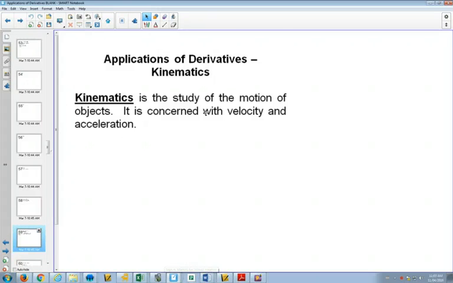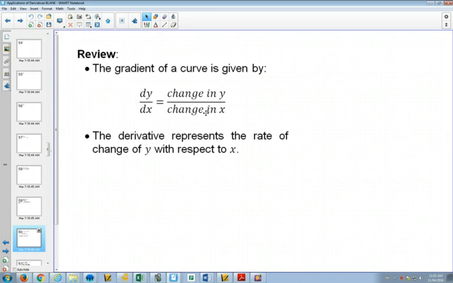All right, so our first application of derivatives that we've looked at so far was curve sketching. Now we're going to look at kinematics. That's the study of motion. It looks at velocity, acceleration, and distance. So a little bit of review.